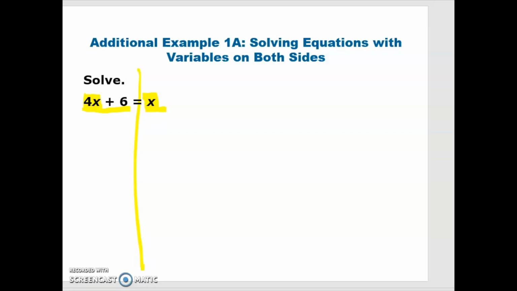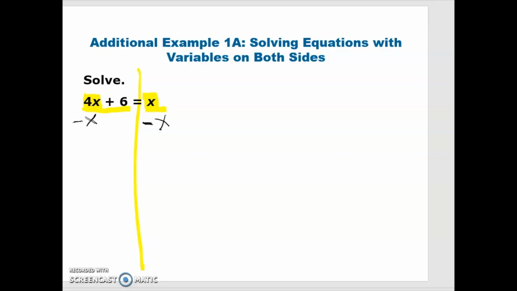I personally always move the smaller variable. So 4x compared to 1x. 1x is smaller. Now, if I have an x sitting over here, how do I make it go away? Well, I take it off or take it away. Take away is subtraction. So I'm going to take an x off of the right. Well, if I do that to the right, I have to do the same thing to the left. So I'm going to subtract or take away an x from the left.